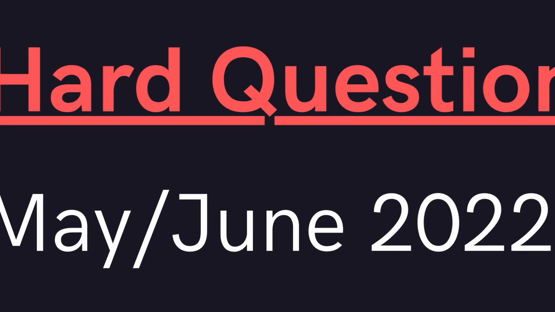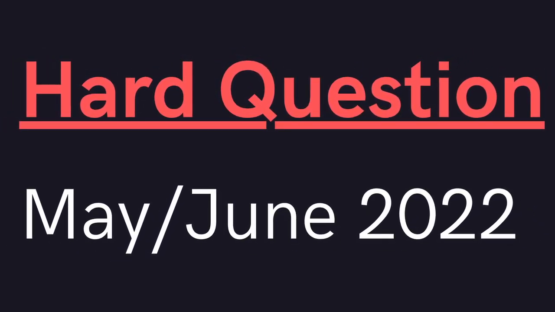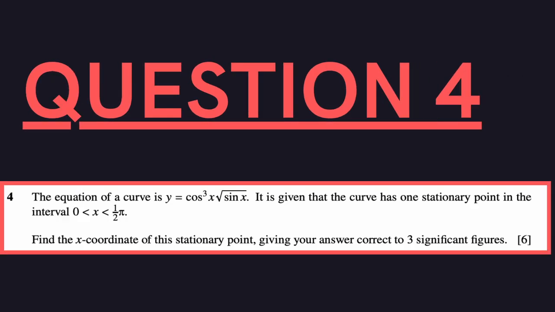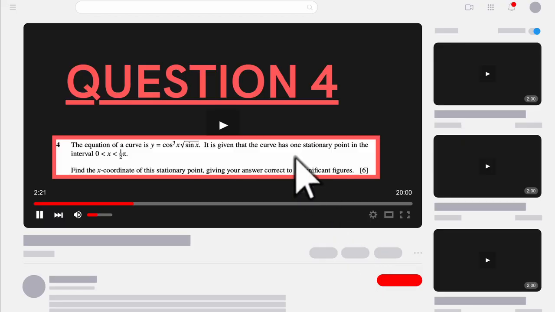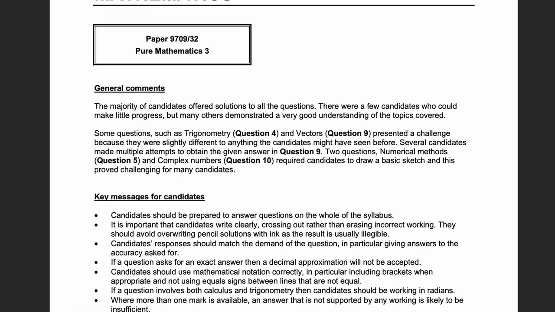Today we're going to be going through one of the hardest questions of the May-June 2022 paper. That is question 4. The reason this deserves a video on its own is not only because the question is worth 6 marks, representing close to 8% of the entire paper, which can obviously be a difference between an A and a B, but also because in the examiner report, they mentioned that question 4 presented a challenge because it was different to anything the candidates may have seen before.